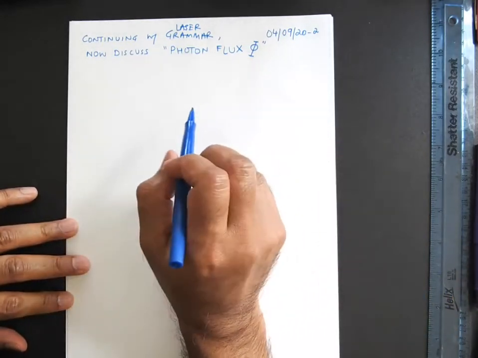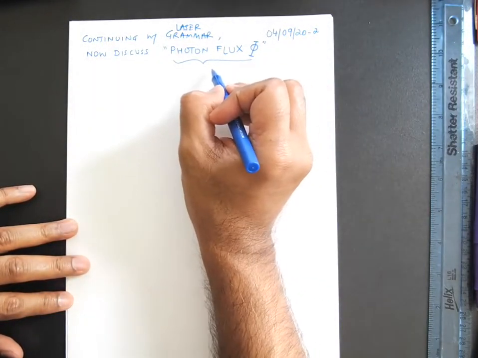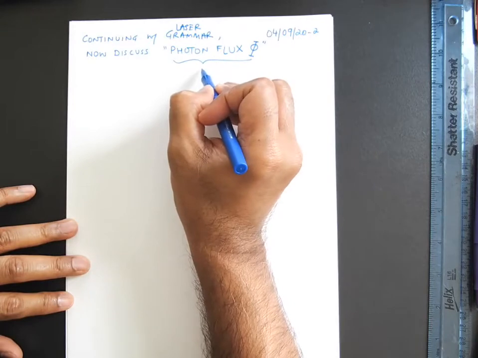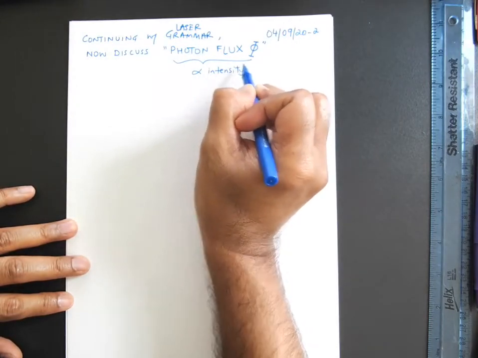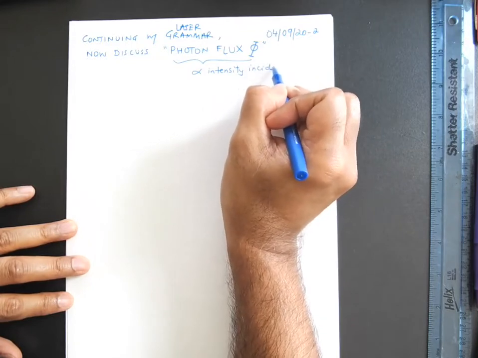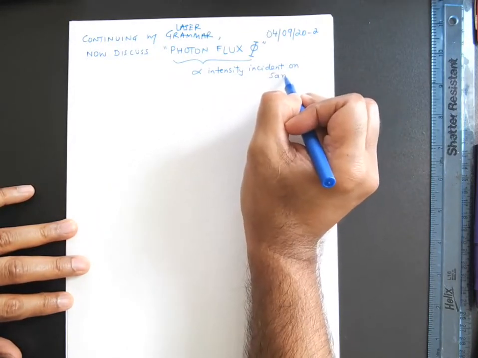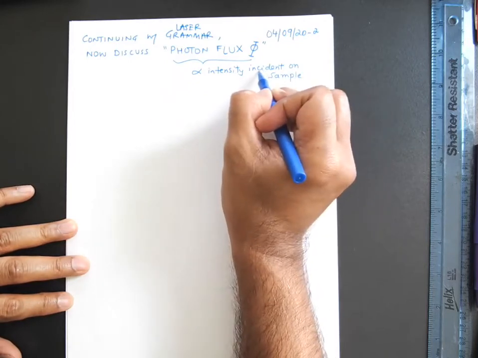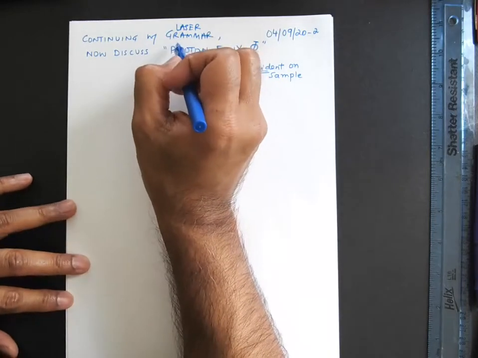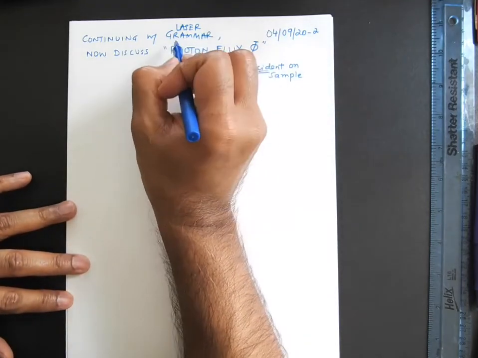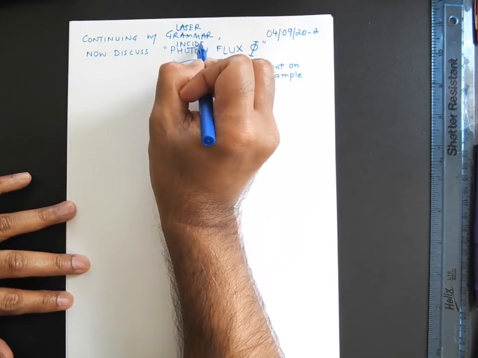Okay, so this is of course related to the intensity. It's proportional to the intensity incident on the sample. And so you see, I use the word incident here. So really what will matter, what is going to come up repeatedly when we write our rate equations, is the incident photon flux.